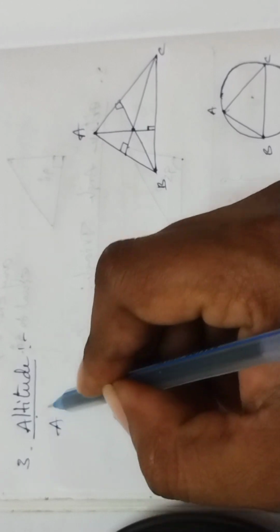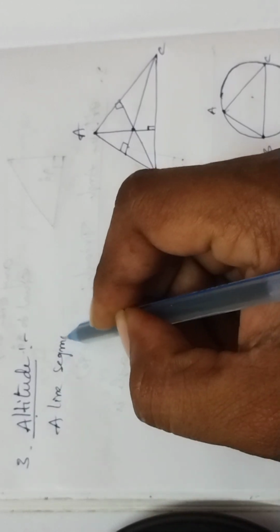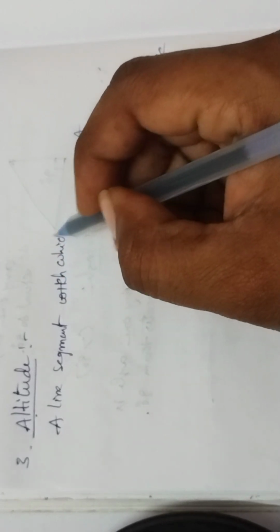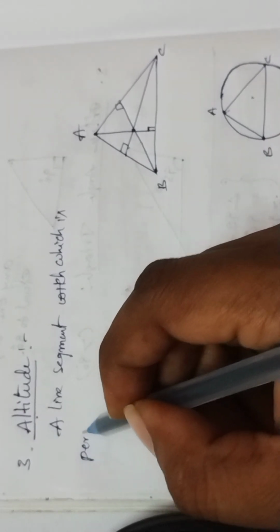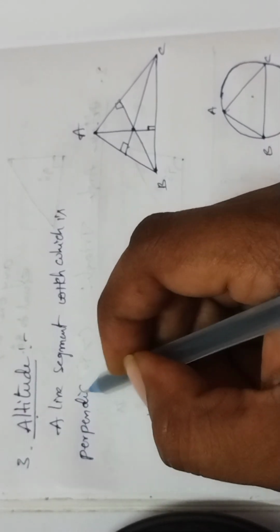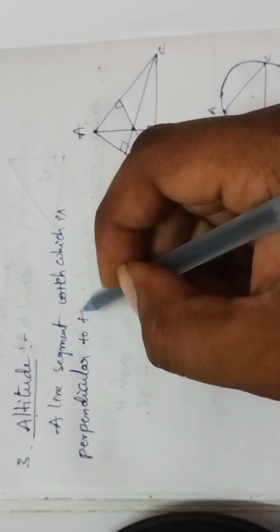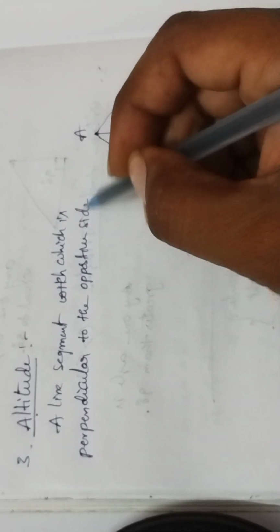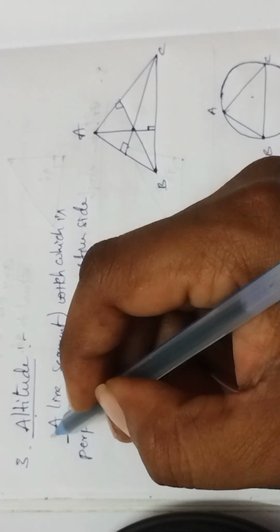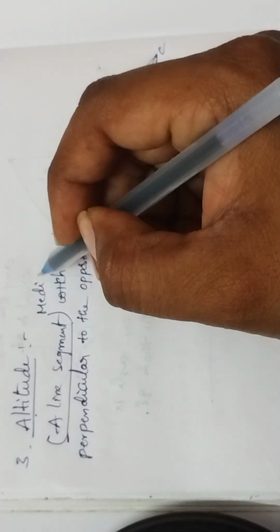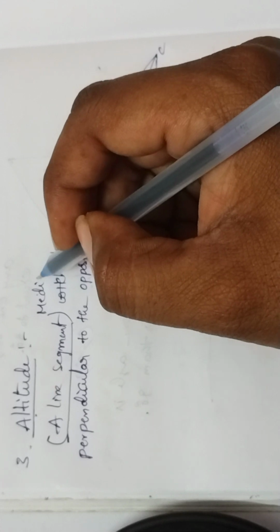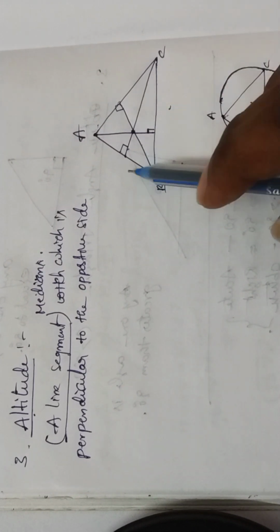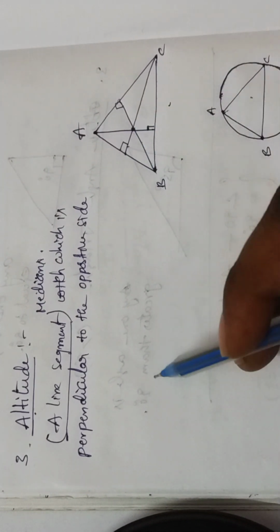An altitude is nothing but a line segment which is perpendicular to the opposite side, like a median. The median which is perpendicular to the side is called an altitude.